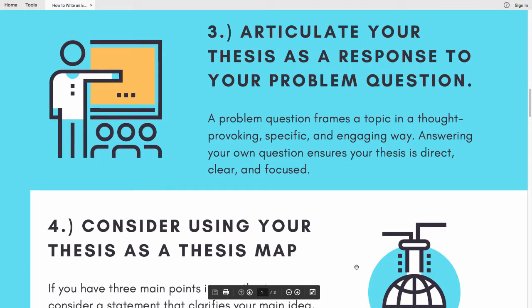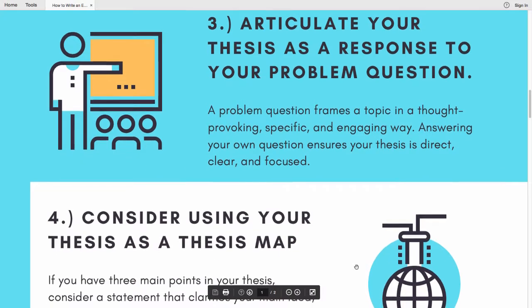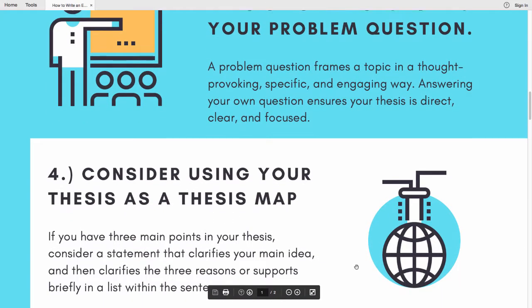Number 3, articulate your thesis as a response to your problem question. What I usually encourage students to do is to frame their topic in the form of a problem-driven question. And then once that problem-driven question is articulated, a thesis statement will be the direct answer to that question. So a problem question frames a topic in a thought-provoking, specific, and engaging way. Answering your own question ensures your thesis is direct, clear, and focused.